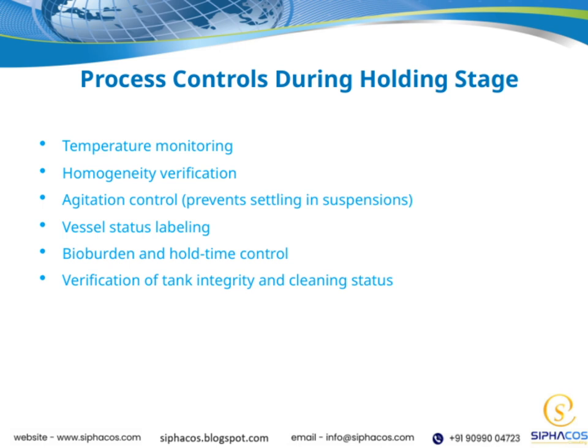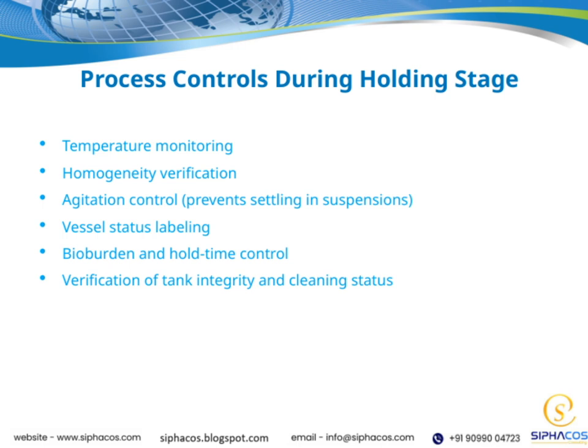Agitation control plays a vital role here too, as it helps prevent settling in suspensions, ensuring consistent quality throughout the hold time. Next, vessel status labeling is important for clear identification of the process stage and vessel condition, which supports traceability and safety. Bioburden and hold time control are critical for preventing microbial contamination and ensuring that the product stays within the designated hold period without compromising quality.